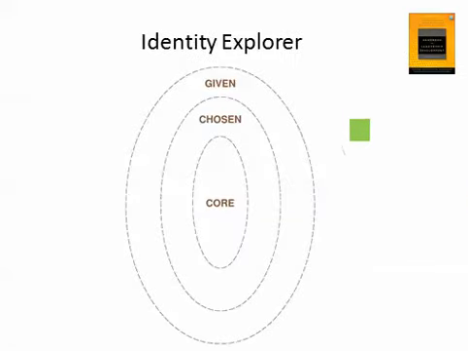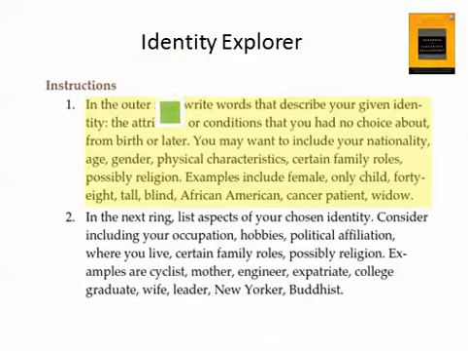Now, they talked about the Identity Explorer only briefly, and so I contacted CCL and asked them, what book do I look to for the information about the Identity Explorer, because it's really a way of mapping your identities. And so I looked at the appropriate book, and this is what it looks like. So you have these three circles: your given, your chosen, and your core identity. And now it says, in the outer ring, write words that describe your given identity.